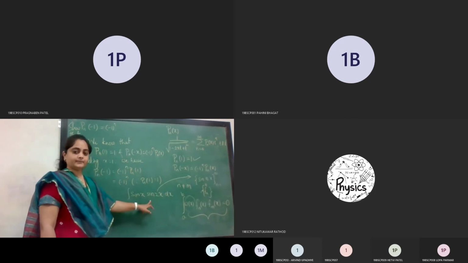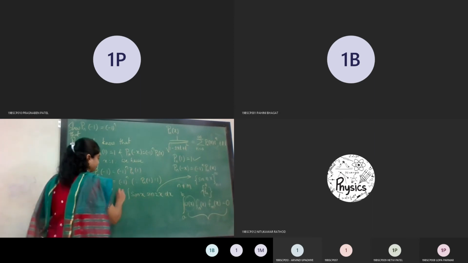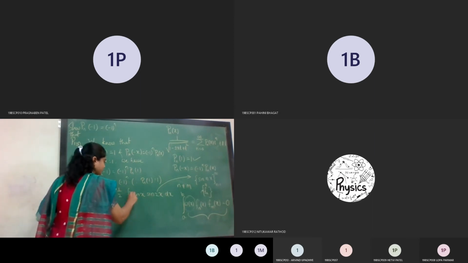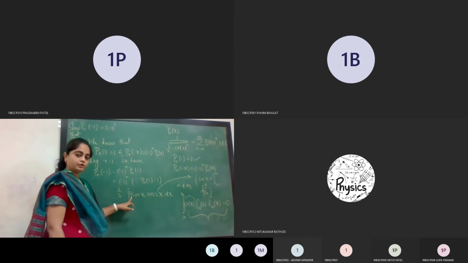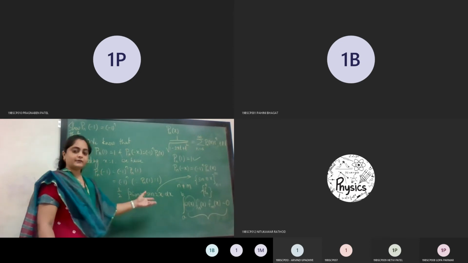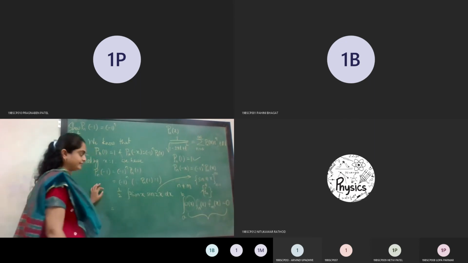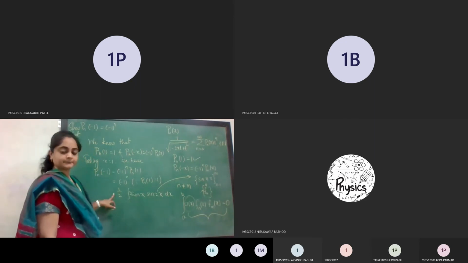Now, a trigonometric formula you have to apply, the 2 sin A sin B formula. So for that I have to multiply and divide by 2. When I divide and multiply by 2, what will I get this integrand as? Suppose I want to integrate this one. How can I integrate? Please anyone let me know. Can anybody give me the answer?